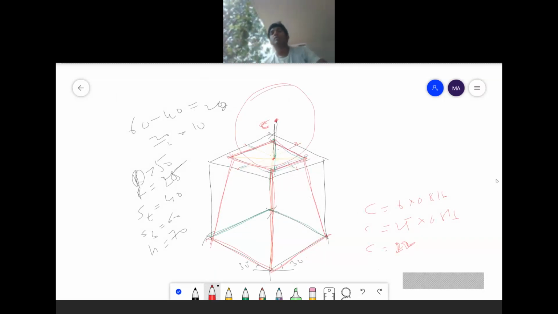This one will be your sphere. I will take the radius as 25 mm and C as a center. I will draw one circle. Understand? This one will be a sphere which is resting on the frustum of a square pyramid. This way you have to draw this diagram. Understand? Is it clear?